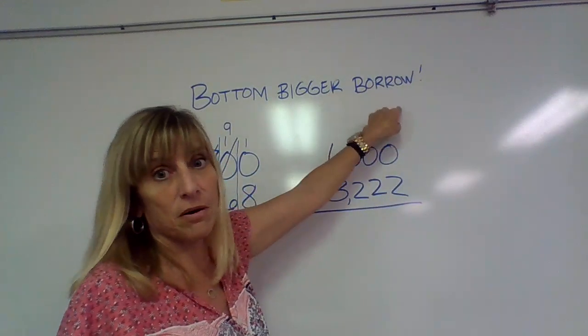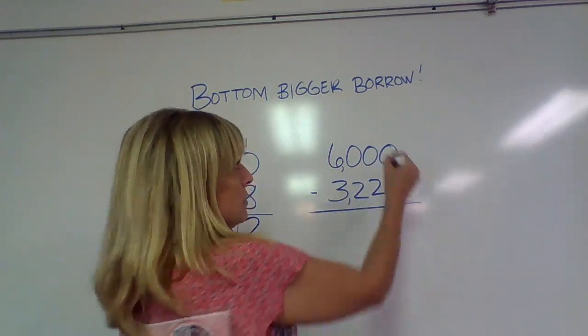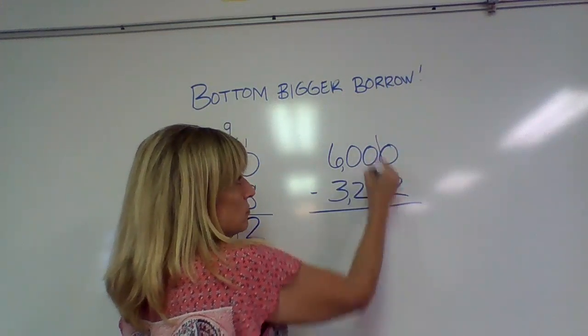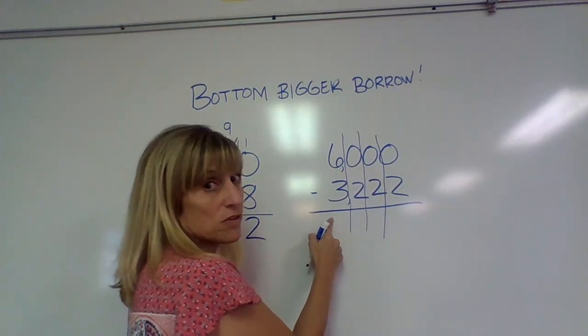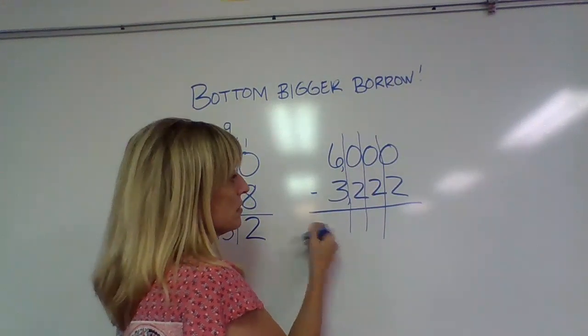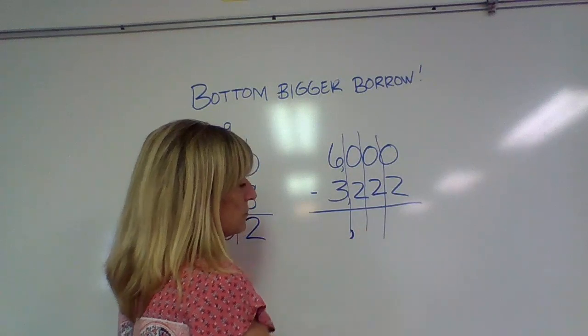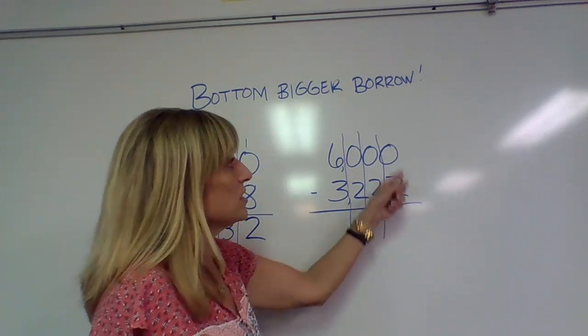Bottom, bigger, borrow. So we got to borrow. And I'm going to make my houses again. Ones, tens, hundreds, and we have the thousands now. Okay? Don't forget, comma dog. All right, so we can't take 2 from 0.